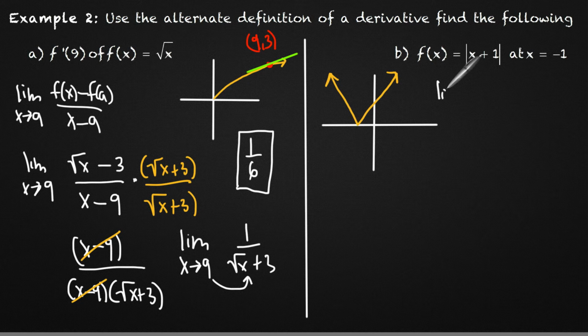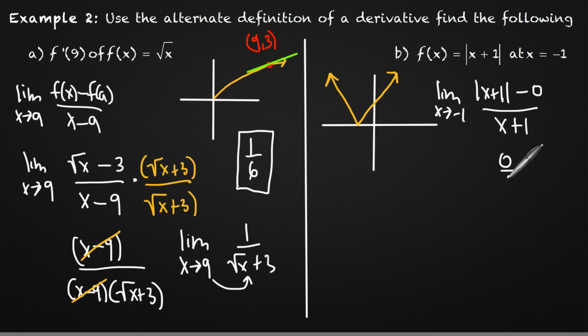So we'll say the limit as x approaches negative 1, and we will put f of x, so absolute value of x plus 1, and then f of negative 1, well, negative 1 plus 1 is 0, so that's just going to be minus 0 over x plus 1. And so what do we notice here? We notice that when we plug in negative 1, we get 0 over 0.